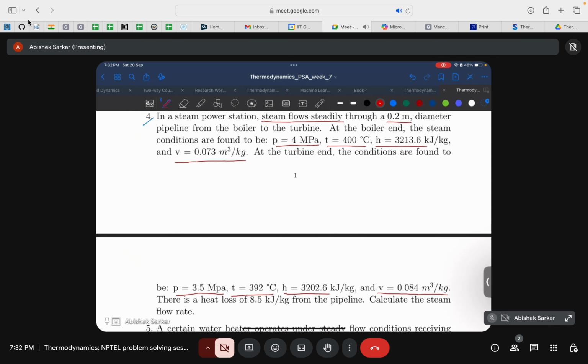Again this question seems quite simple, in that all the parameters are already given. There is a heat loss of 8.5 kilojoule per kg from the pipeline. Calculate the steam flow rate. You need to find the net steam flow rate.